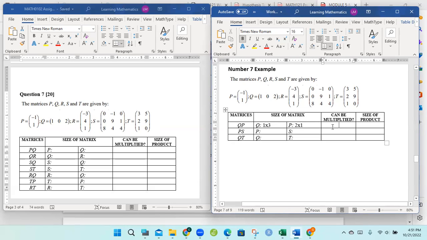Now, can we multiply QP? Remember we said, to multiply two matrices, the number of elements in the row must be equal to the number of elements in the column. So when you look at the column of P, there's one element. When you look at the row in P, there's one element. And when you look at the column of Q, there's one element. So multiplication is possible.